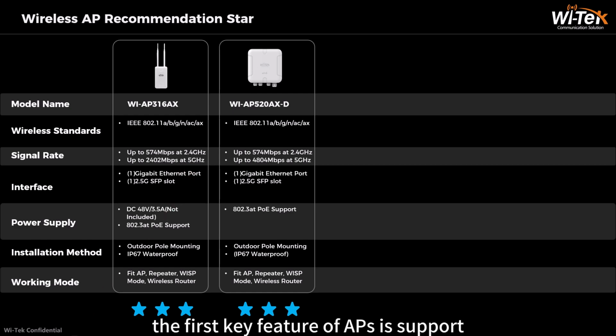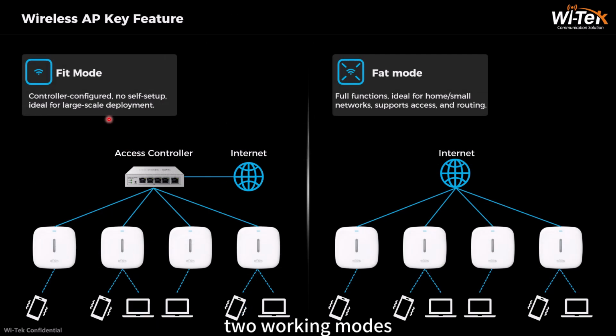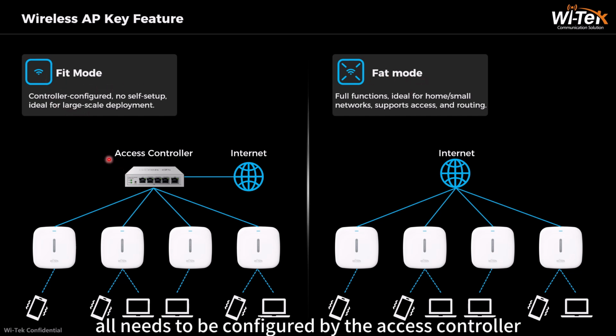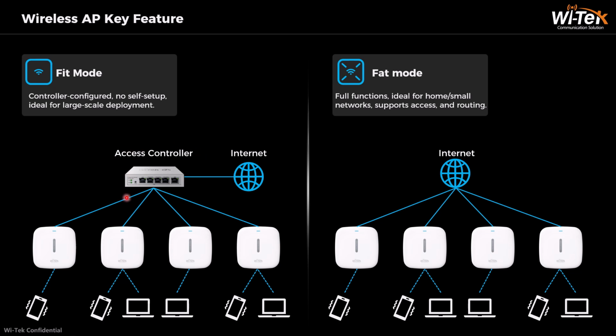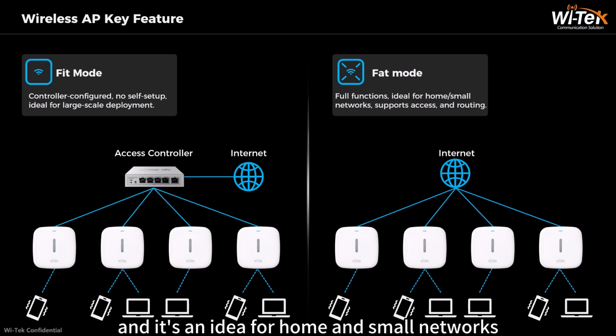The first key feature of APs is support two working modes, including fit mode and FAT mode. When AP works in fit mode, all needs to be configured by the access controller. As for FAT mode, it has full functions, and it's ideal for home and small networks, supports access and routing functions.